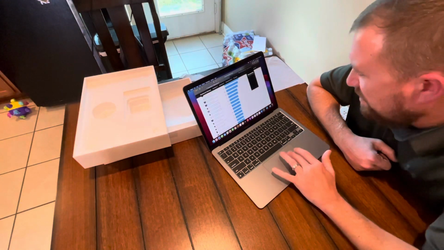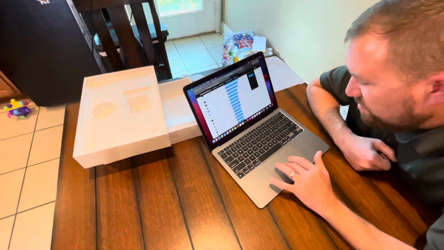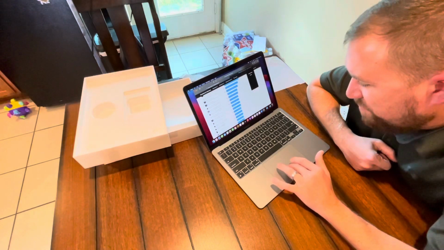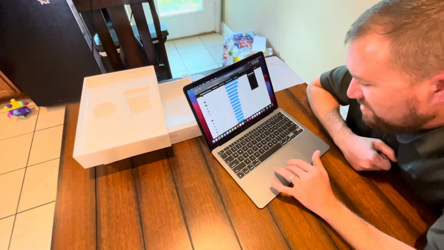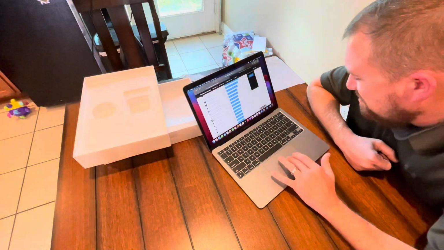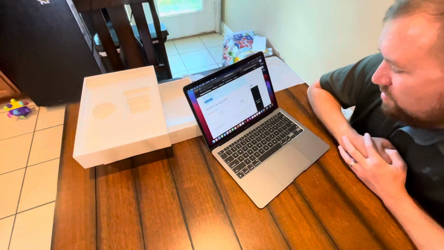So we're at 7,300, right in between. So I'm performing better than some of the other MacBook Airs. Let's run this again. Yeah, I like the function keys better. All right. Hey, you're consistent.